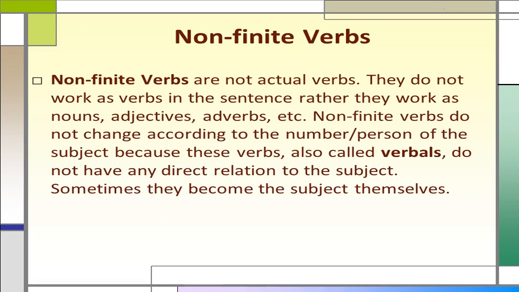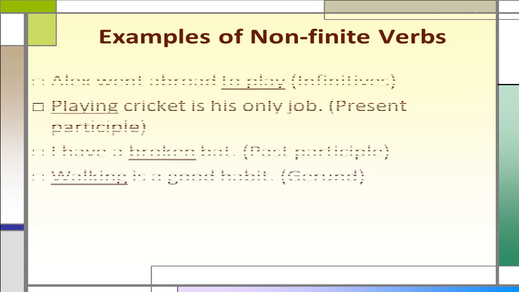Non-finite verbs. Non-finite verbs are not actual verbs. They do not work as verbs in the sentence, rather they work as nouns, adjectives, adverbs, etc. Non-finite verbs do not change according to the number or person of the subject because these verbs, also called verbals, do not have any direct relation to the subject. Sometimes they become the subject themselves.